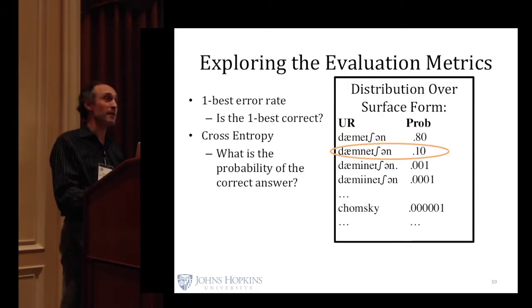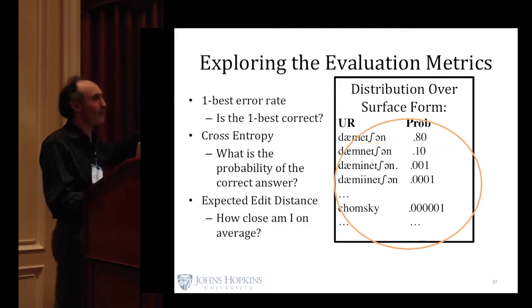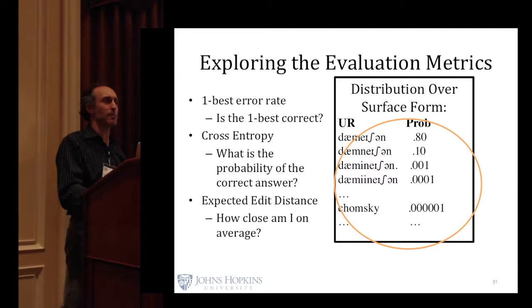But according to this metric, we're still doing pretty well because even though damnation wasn't our highest probability answer, it still had a reasonably high probability. It's not negligible. And we're also doing reasonably well because the average edit distance weighted by probability to the correct answer is small. Okay. And we average these numbers over many training test splits.